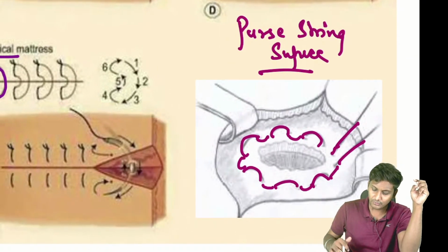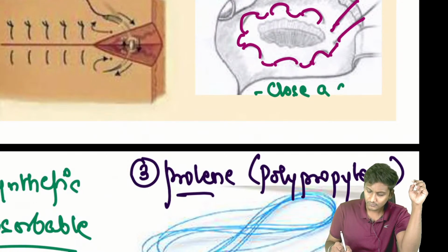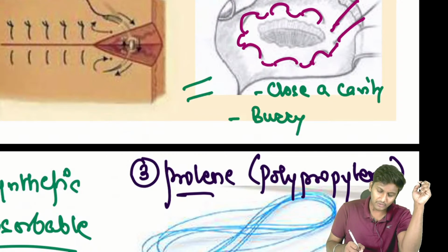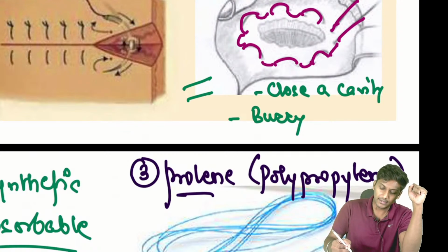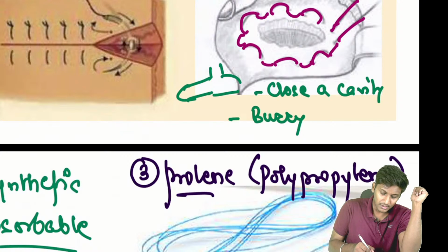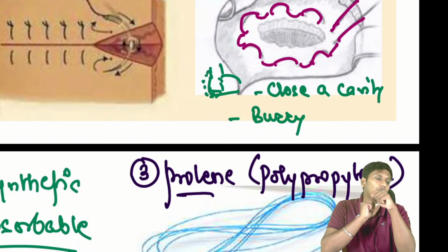This purse string suture is used to close a cavity. And second, to bury the base of the appendix. After appendicectomy, the base of the appendix which is left behind, you have to bury. For example, this is the appendix, and this is the base of the appendix which is left behind. Now you have to bury the base, so for that you take a purse string suture all around and close this.